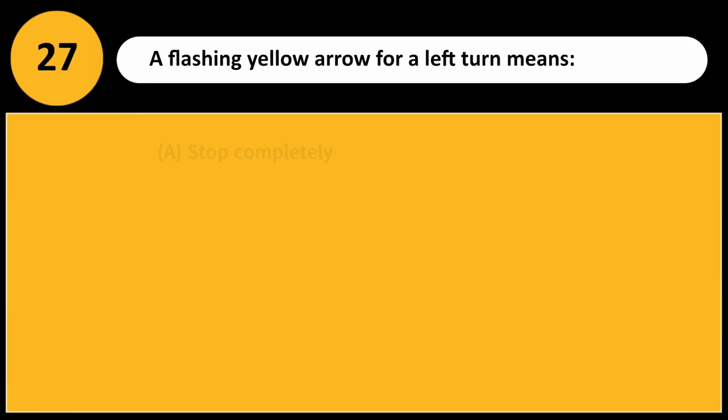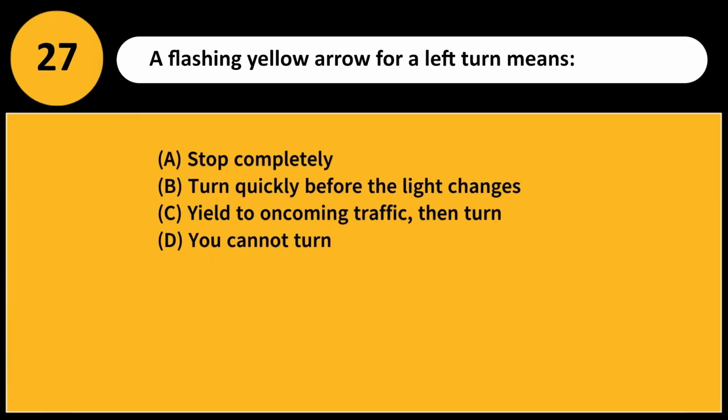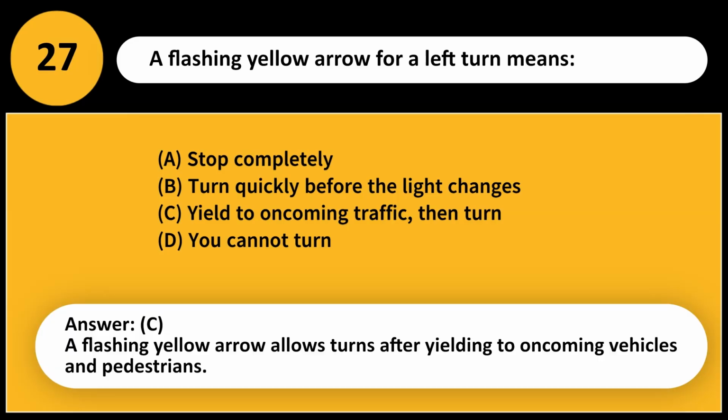A flashing yellow arrow for a left turn means: A. Stop completely. B. Turn quickly before the light changes. C. Yield to oncoming traffic, then turn. D. You cannot turn. Answer, C. A flashing yellow arrow allows turns after yielding to oncoming vehicles and pedestrians.